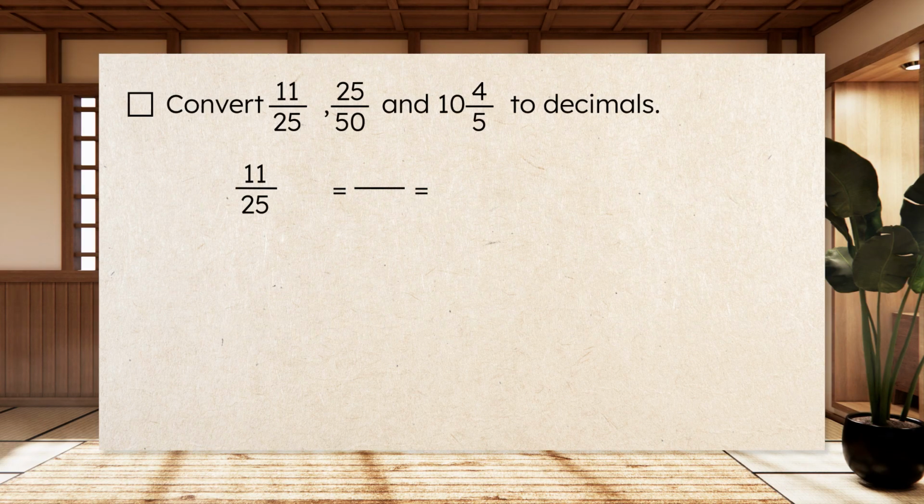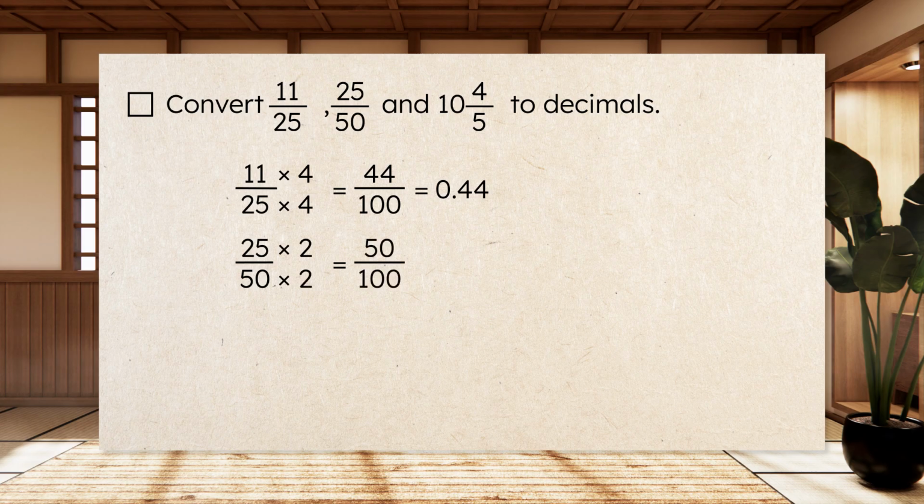To convert 11/25, we multiply by 4 to get our equivalent fraction. Then represent 44 hundredths in decimal form. 0 decimal point 44. Next, we check 25 fiftieths. It's equivalent to 50 hundredths. So we record 0 decimal point 50, or 5 tenths, since the extra placeholder 0 doesn't change the value.